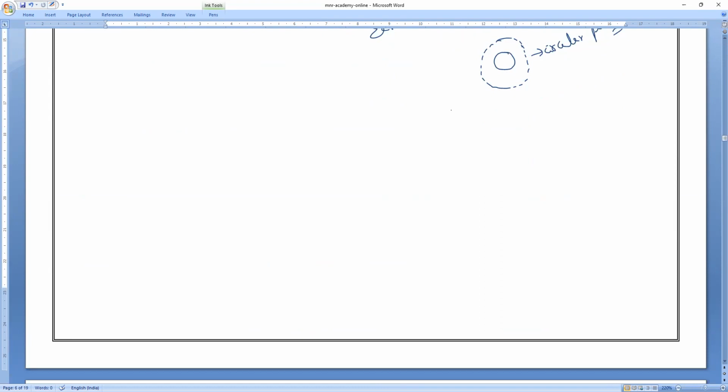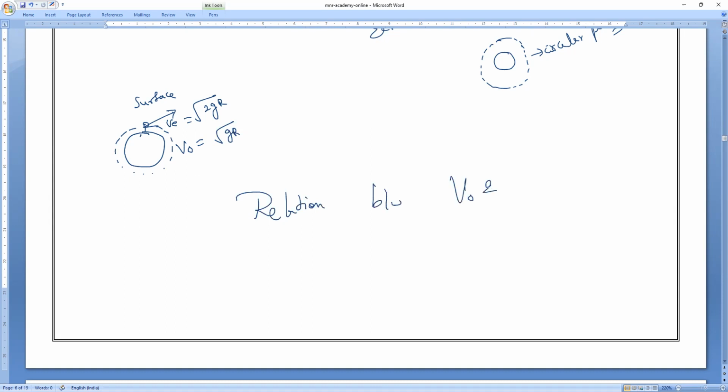Clear, everyone? Now, let us see the last concept. When any satellite is revolving, and you want to launch the satellite from the surface of the earth, what is the escape velocity at the surface? Root over 2gR. Am I right or wrong? And very close to the surface, what is the orbital velocity? Root over gR. So, the relation between orbital velocity and escape velocity at the surface of the earth.